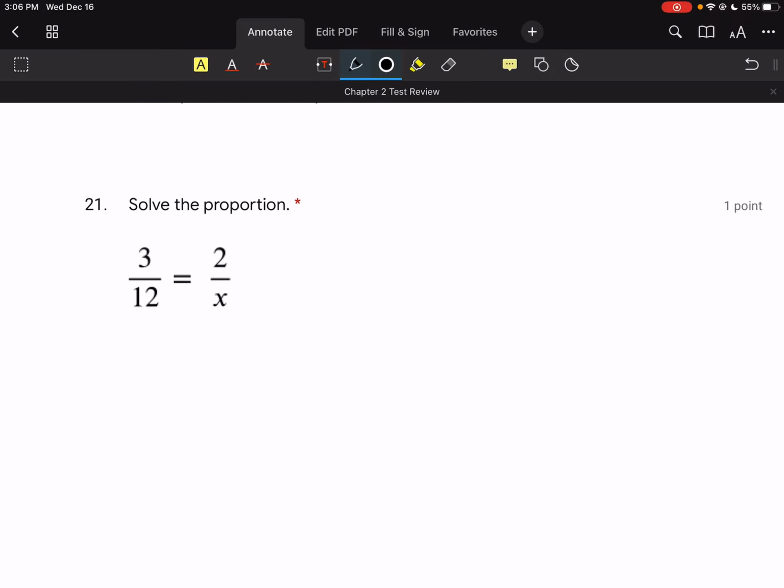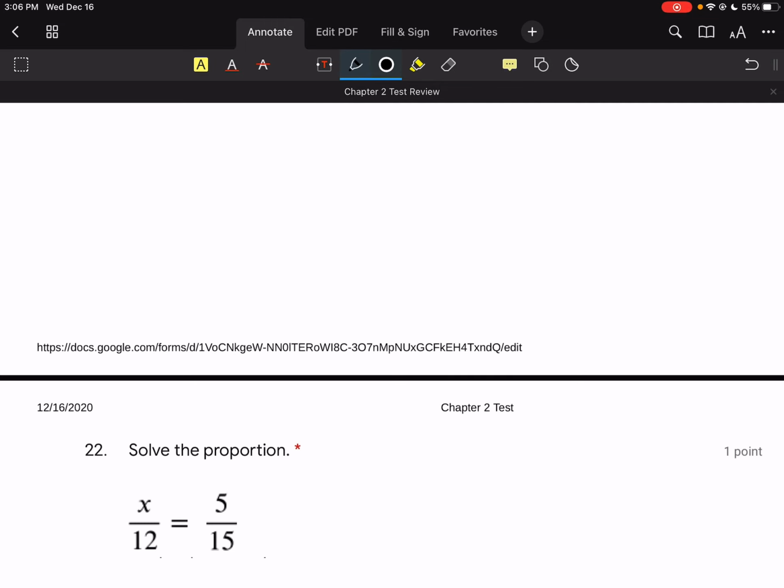Next one asked us to solve. When we solve these, we have to cross multiply. So 2 times 12 is 24 is equal to 3 times x, which is just 3x. And then solve for x. So divide both sides by 3. 24 divided by 3 is 8. So 8 is equal to x.